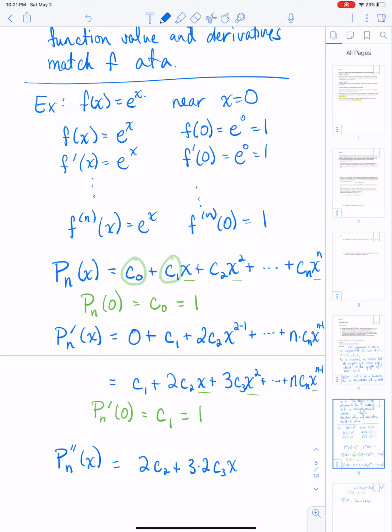And so now, what I've done here is I'm taking the derivative of the first derivative. So the derivative of c1 is just 0, so that term goes away. The derivative of 2c2x is just 2c2, and then when I differentiate the next term using the power rule, I get a factor of 2 coming in.